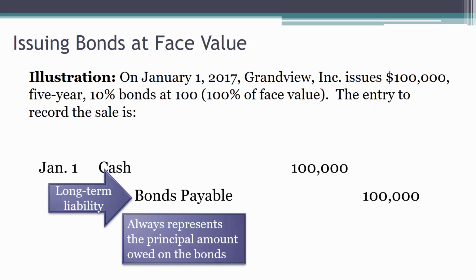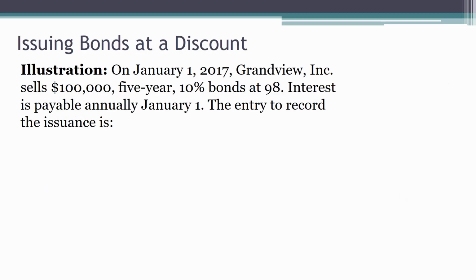And that bonds payable account stays true no matter if the bond is issued at face value, a premium, or a discount. Now let's look at this example. Grandview is going to issue the same bond, but this time it's sold at 98, which means it's sold for less than face value, so it's sold at a discount. So again, we're going to credit bonds payable for the $100,000 because our bonds payable account always represents the principal of the bond.